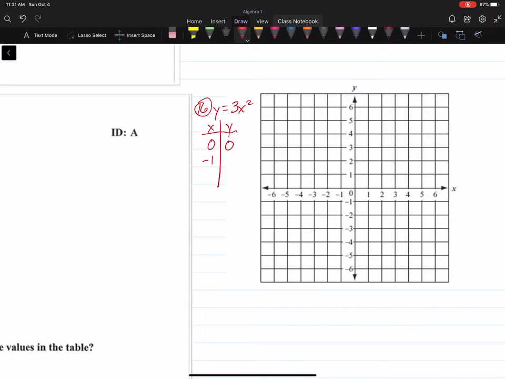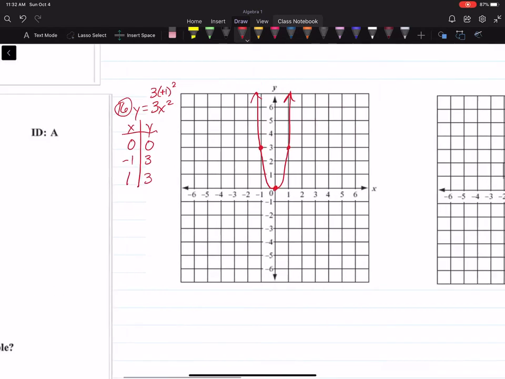I'm just going to do 1 and -1. So when you plug that in, 3 times (-1) squared would be 3. And 3 times positive 1 squared is also 3. And so we have (0, 0), (-1, 3), and (1, 3). And there you draw the best little parabola you can, trying not to make it look like a V. It is a U. Okay?